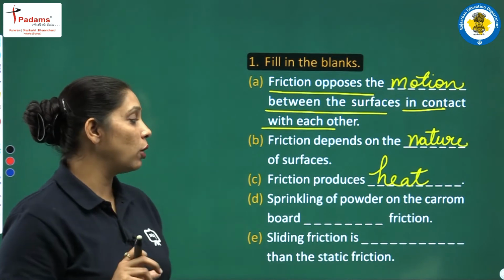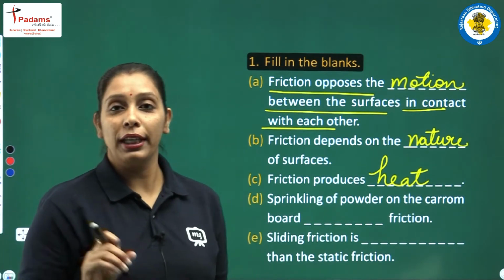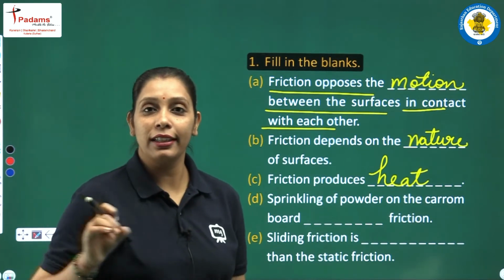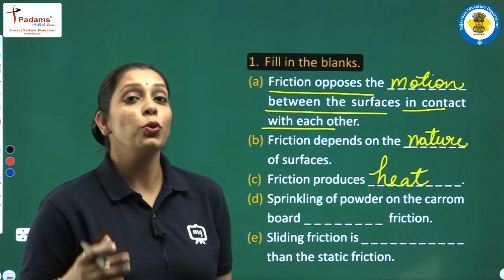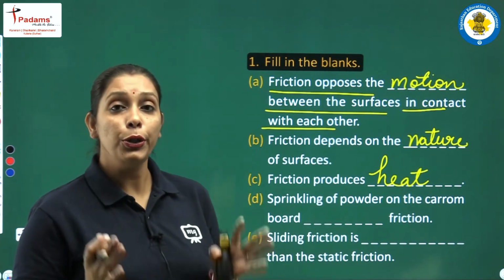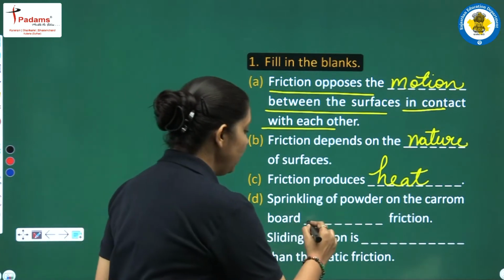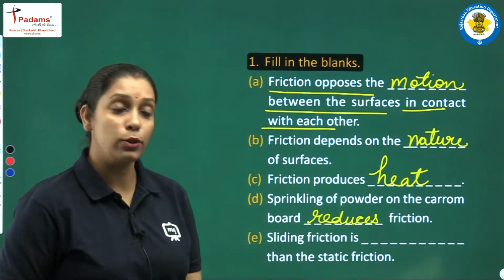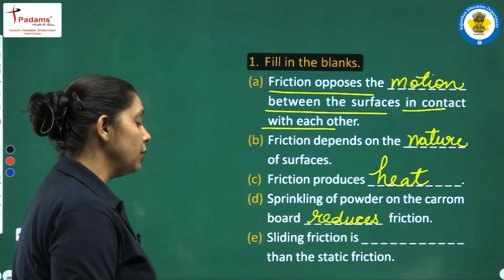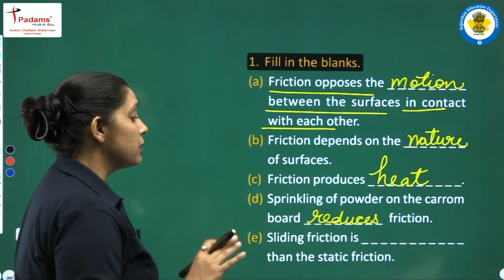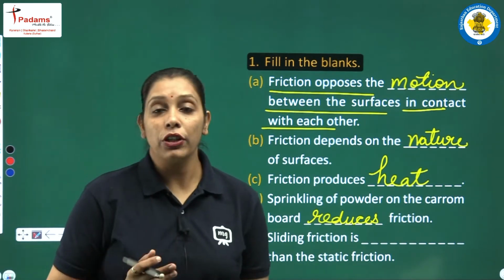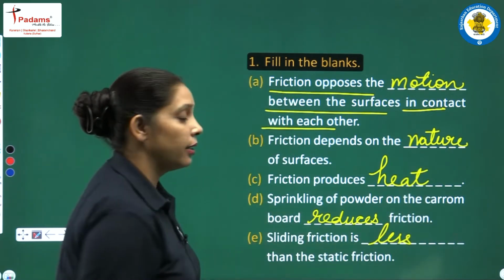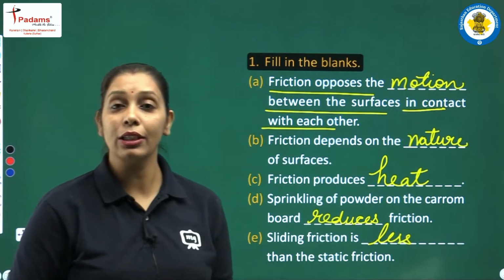Sprinkling of powder on carom board dash the friction. When we play carom board we sprinkle powder, right? After that, how smoothly do the carom board coins move? So what does this do to friction? It reduces the friction. So fill here reduces. Fine. Next one. Sliding friction is dash than the static friction. Yes, sliding friction is less than the static. So fill here less. I hope all the fill in the blanks are clear to everybody.